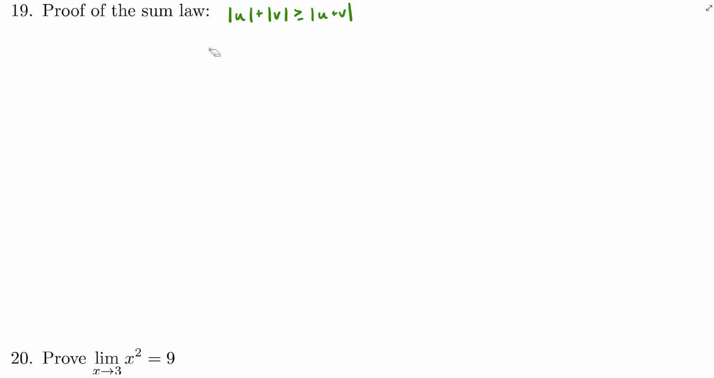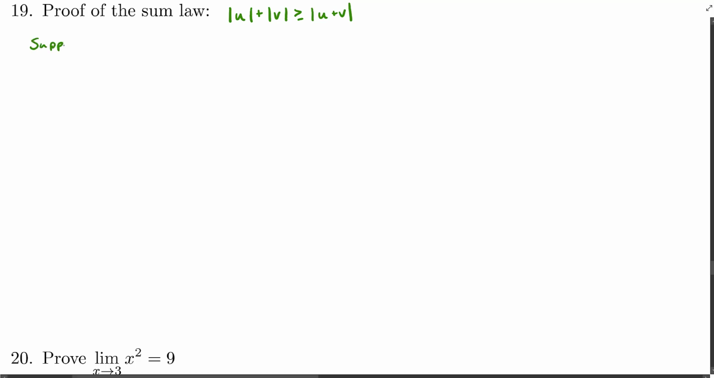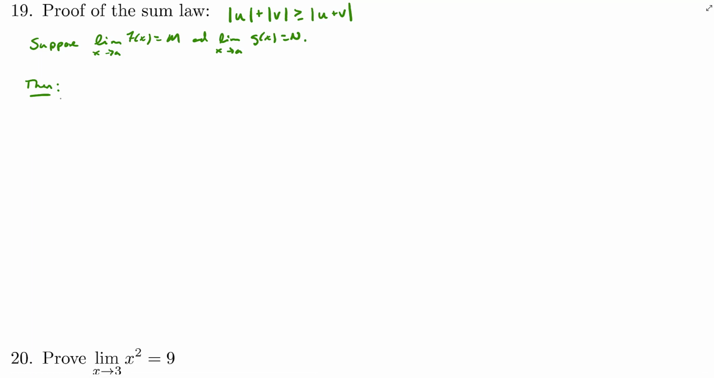Let's remind ourselves of what the sum law originally said. Suppose the limit as x approaches a of f of x exists and equals m, and the limit as x approaches a of g of x equals n. Then, for the sum law, we're going to say that the limit of the sum of these two functions as x approaches a is the sum of the limits.